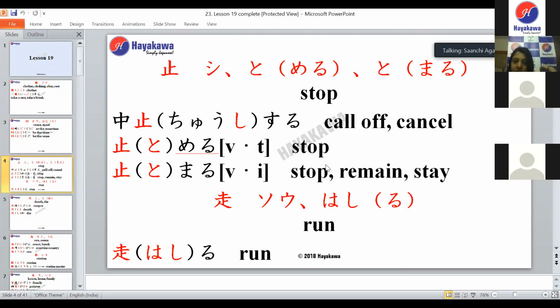Any doubts? So the next kanji is the kanji for to run. The verb to run in Japanese is hashiru. Okay, hashiru is the verb to run. Any doubts?